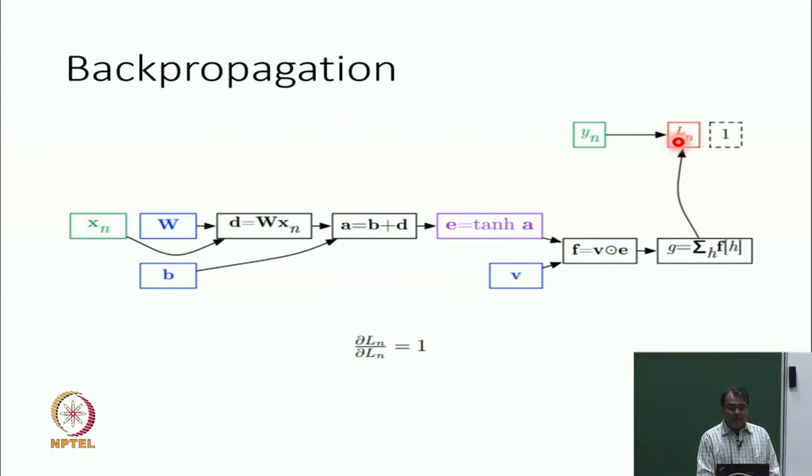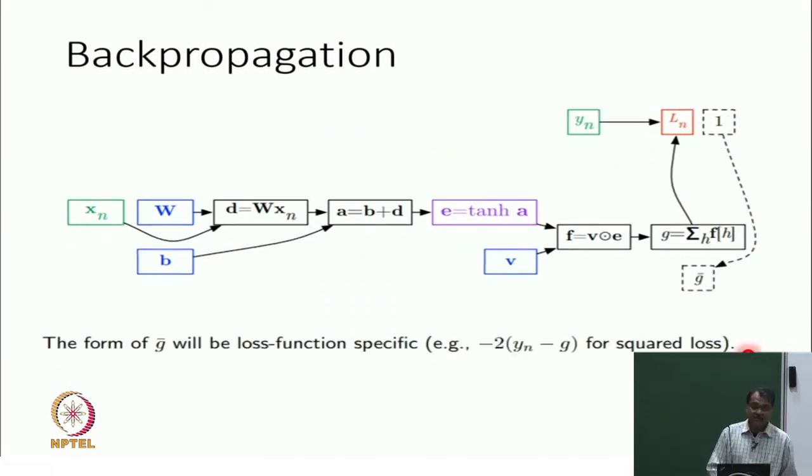And the form of g bar will be function specific, the loss function specific. For example, if the loss function is yn minus g whole square, then the derivative would be minus 2 times yn minus g. This would be g bar. So the g bar computation we can't do here, that depends on the loss function. If it's cross entropy, it will be the derivative of the cross entropy function. If it's a squared loss, it will be the derivative of the squared loss function, and so forth. But let us say we computed g bar.